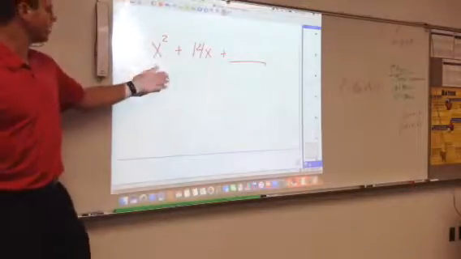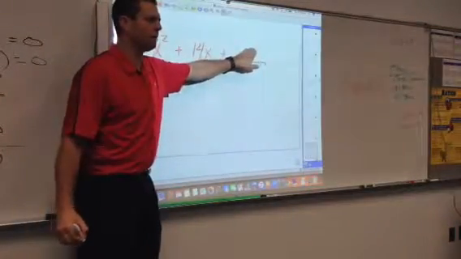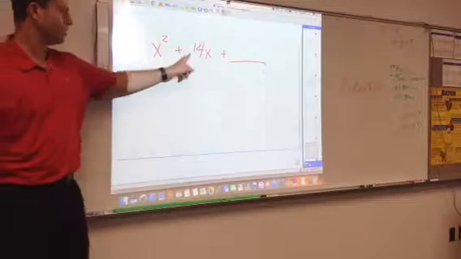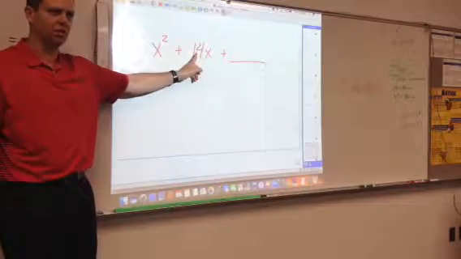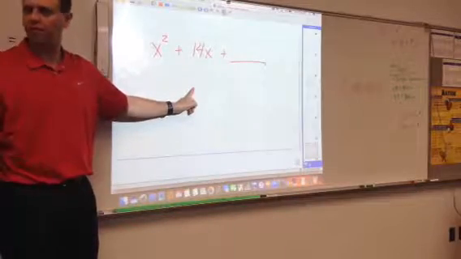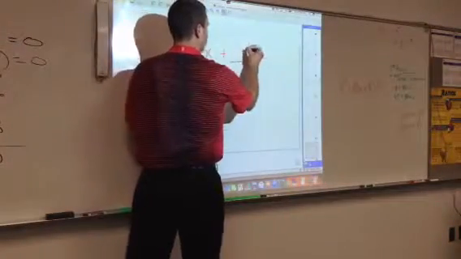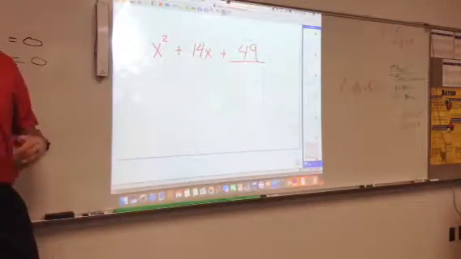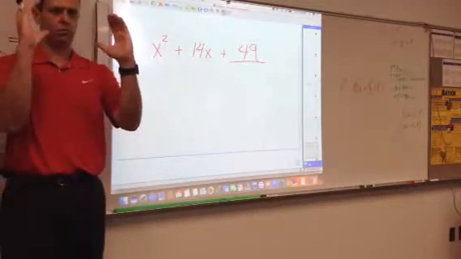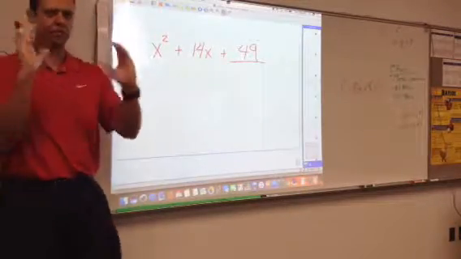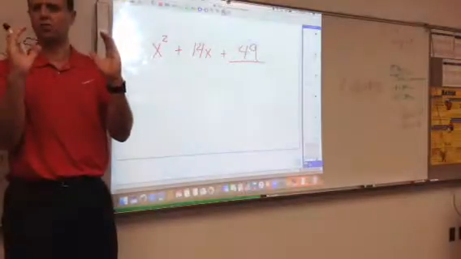if I gave you this and said, what number would make this trinomial become a perfect square? 49. Good. Somebody said 49, because what do you do? 7. Cut that in half. 7. Square. That's a perfect square. What would it be? What quantity squared? X plus 7. X plus 7 quantity squared.